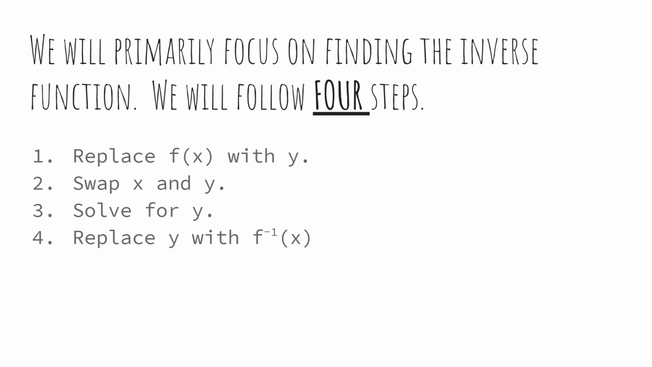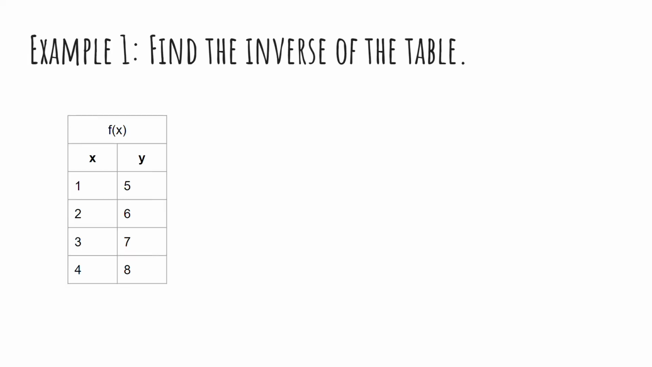So for this course, we're primarily going to focus on finding the inverse function, and to do that, we're going to follow 4 steps. So first, replace f of x with y if that's not already done. Swap your x and y value. That's important because that's what makes it the inverse. And then you're going to solve for y, and then you're going to rename it using that inverse function notation. So we'll go through a couple of examples.